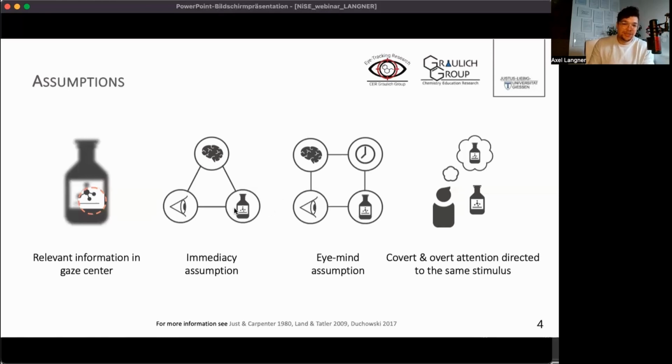So these are kind of pretty similar. And then you can tell me, okay, wait a second, Axel, I have experienced something different. I can look at a specific thing and think about something different. And you're absolutely right. Everybody's doing this. So, in order for these assumptions to be valid, you need to direct the covert attention, which is the attention of the mind, and the overt attention, which is the attention of our eyes, to the same stimulus. And this you can achieve by just giving people or a learner a purposeful task, for example.